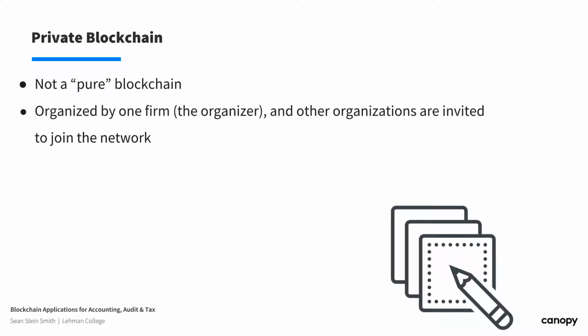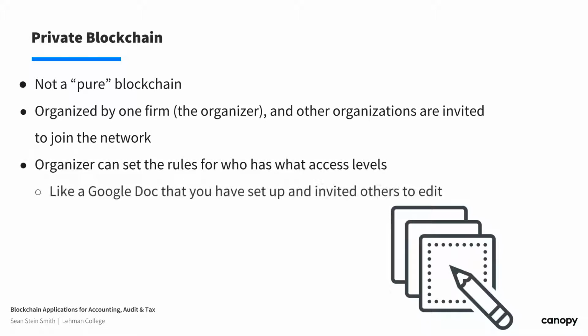So in our earlier example, Walmart is a great illustration of how a private blockchain is actually being used. In that, even though it's a blockchain and has a lot of the core characteristics of a blockchain, it was in fact organized by Walmart in partnership with IBM. And so Walmart is the organizing firm, writes the rules, and then chooses who can be a part of this blockchain.